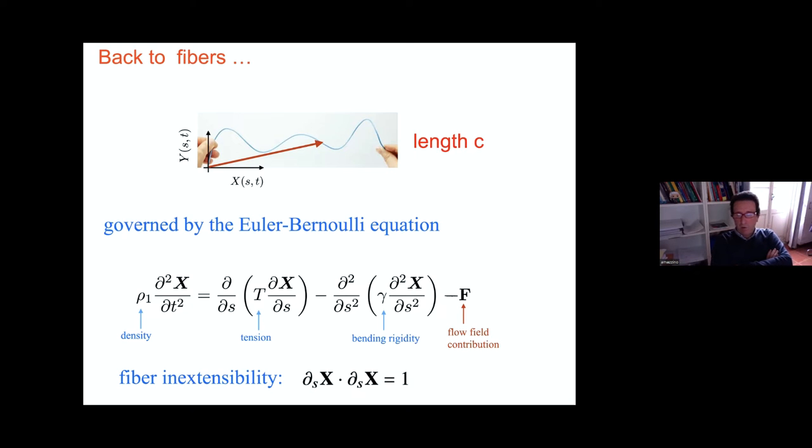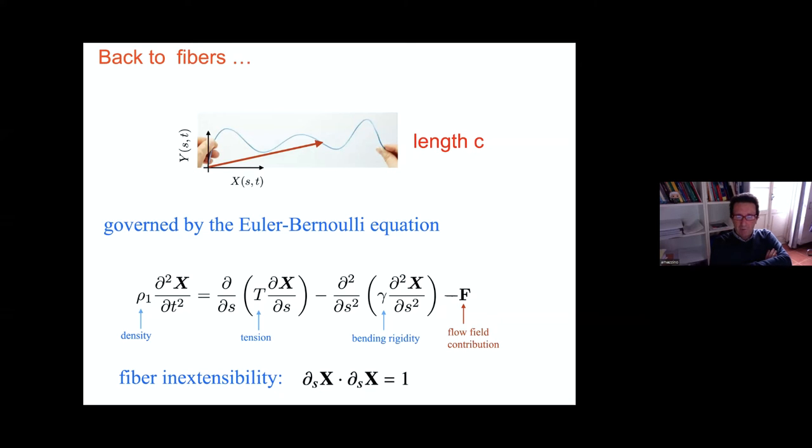So let me recall very, very rapidly the physical meaning of all terms involved in this equation. The first one is, of course, inertia, MA. The rho is rho one, the linear density of the fiber. And let me move to the first term on the right-hand side, where there is T, capital T, the tension. Tension, of course, is not constant along the fiber.